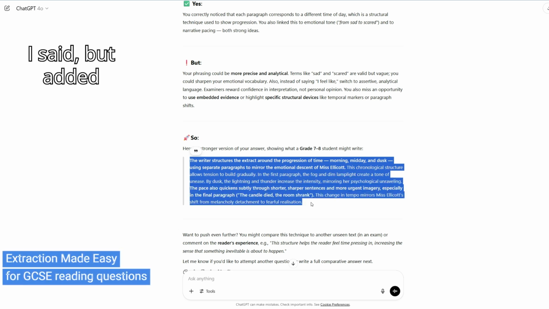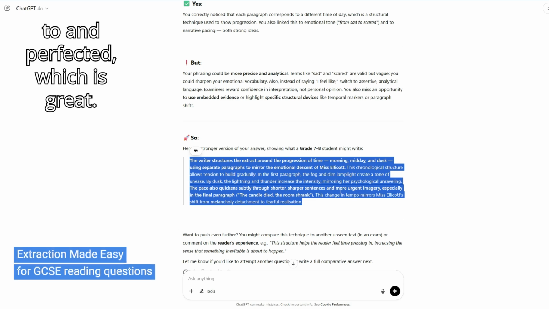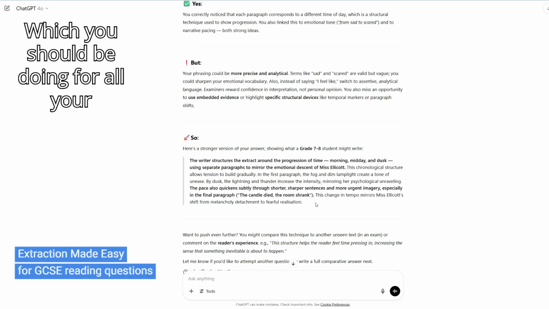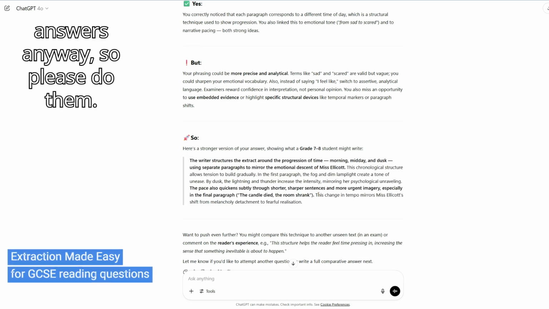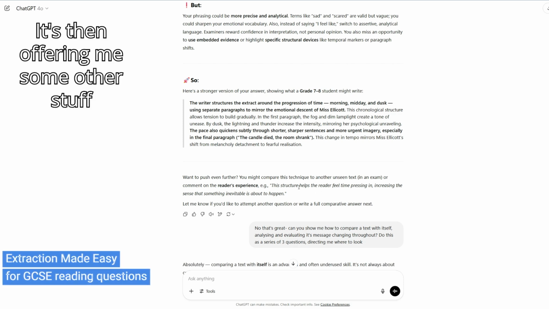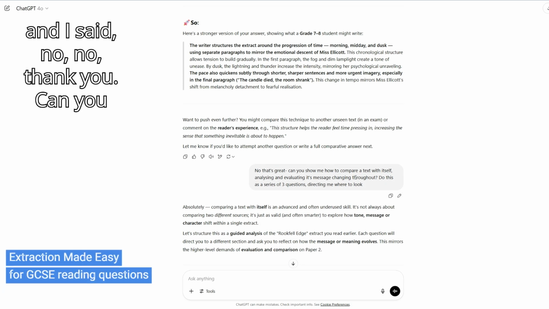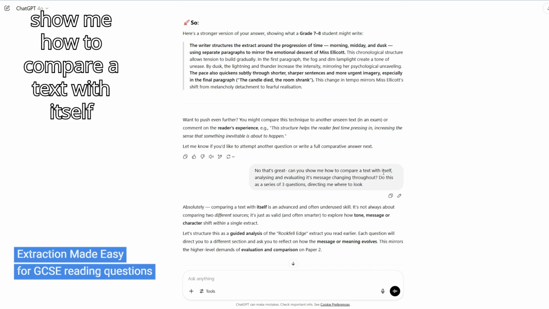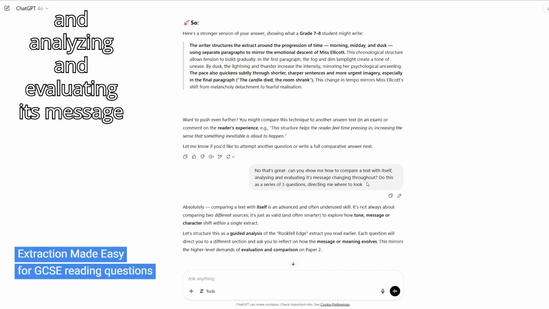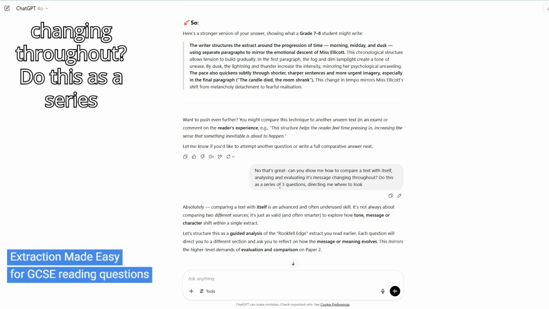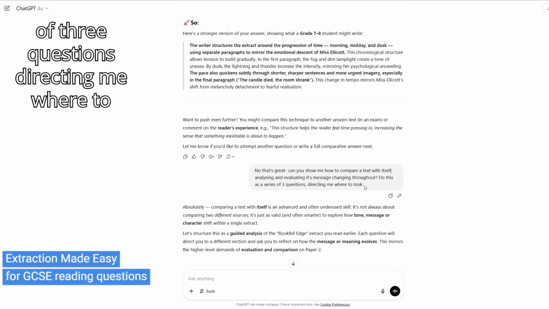And then what it does is it gives me exactly what I said, but added to and perfected, which is great, which you should be doing for all your answers anyway, so please do them. It's then offering me some other stuff, and I said, no, thank you. Can you show me how to compare a text with itself and analysing and evaluating its message changing throughout? Do this as a series of 3 questions directing me where to look.